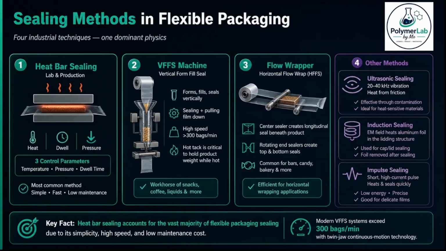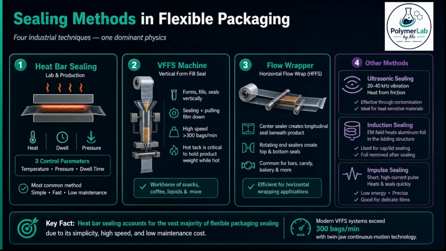The first electrically heated jaw sealer was invented in 1942 for cellophane bags. Today, a twin jaw continuous motion VFFS machine can exceed 300 bags per minute. The second one, the VFFS machine, vertical form fill seal, is the workhorse of snack food, coffee, and liquid packaging. Film unwinds from a roll, wraps around a forming tube, and gets sealed vertically into a tube. The bottom is sealed, the product is filled in from the top, and the top is sealed and cut.